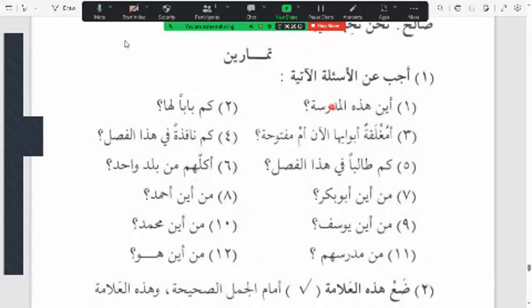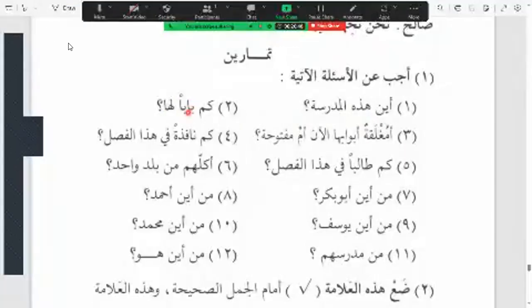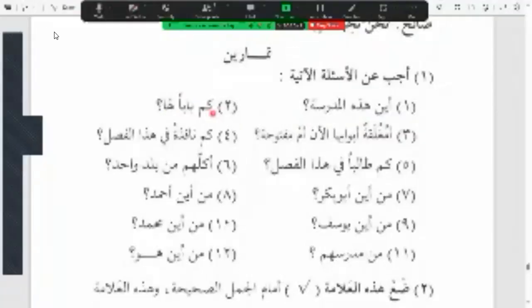Ayna hadhihi al-madrasa? So where is the school? I'm not going to answer the question, but I'm just going to make you understand the question. If you don't know where the school is, you just go to the passage. Kam baban lahu? How many doors does it have? It's in the passage. Baban, from the word babun, and the plural is abwabun. So how many doors does it have?